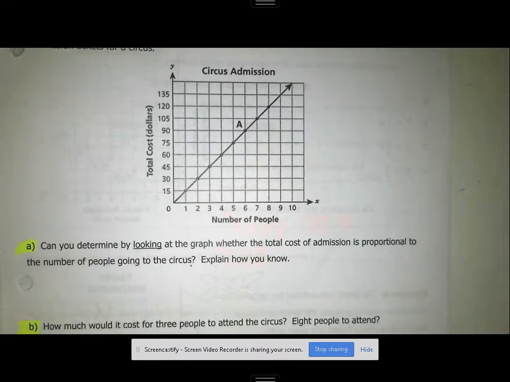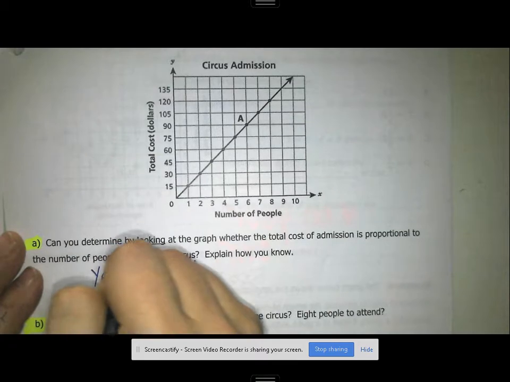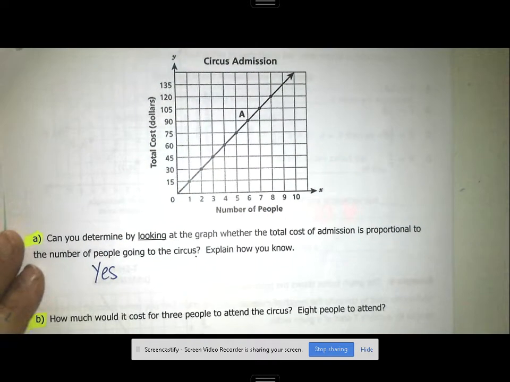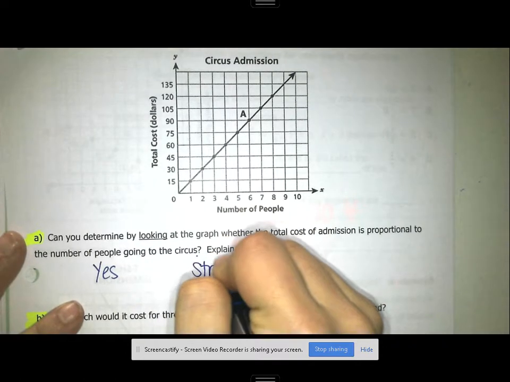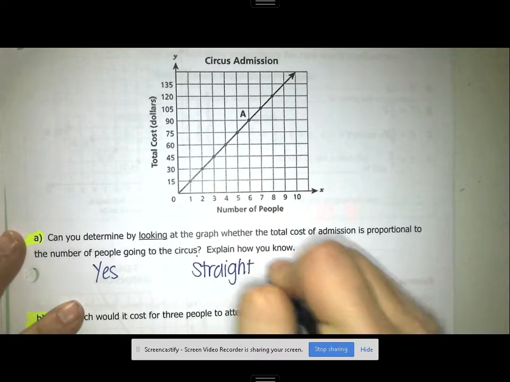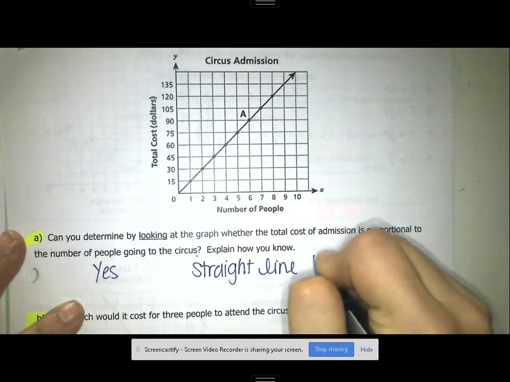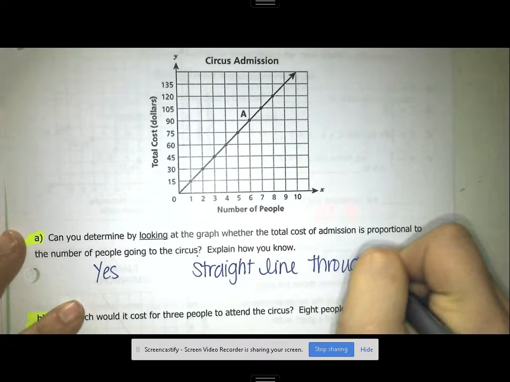Yes. Explain how I know. What two things about a graph need to be true in order for it to be proportional? The graph needs to be a straight line through the origin.